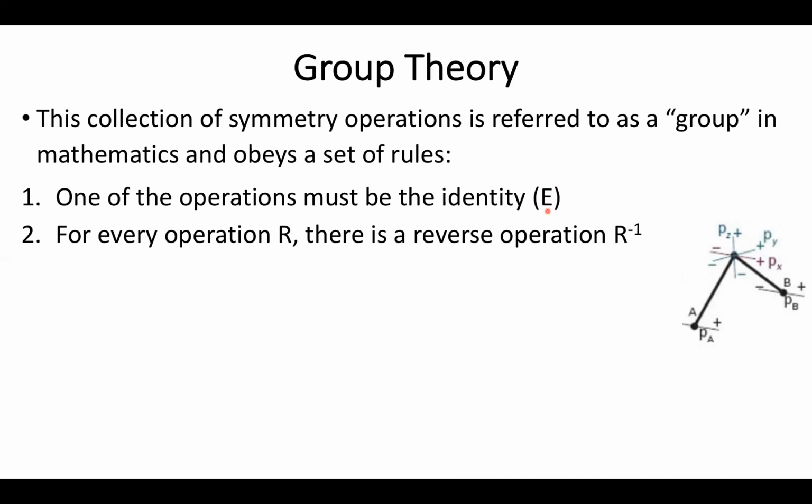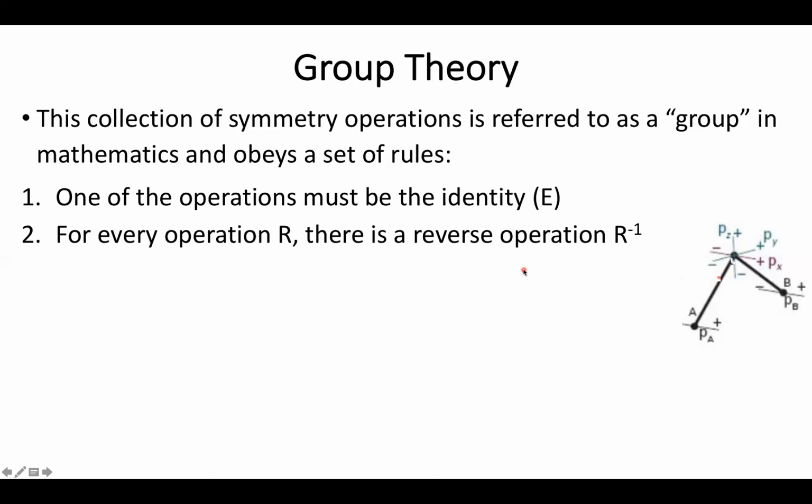The next major idea is that for every operation, which I'm going to call R here, there's a reverse operation of R minus 1. So let's go ahead and take our C2 rotation. So if I rotate my molecule 180 degrees, my reverse operation would be rotating it the other direction, 180 degrees. So if I have a clockwise rotation, my reverse operation would be the counterclockwise rotation. But it turns out with C2 rotations, I get very lucky because the second 180 rotation also gets me back to where I started. So again, this will be my reverse operation.